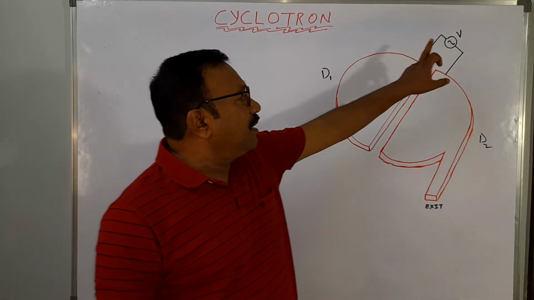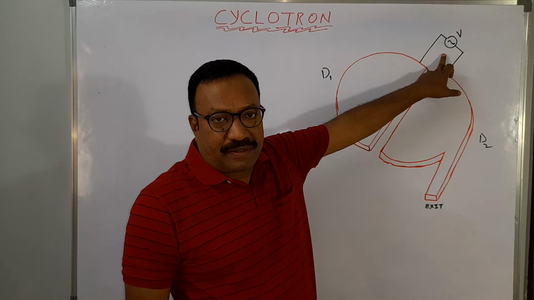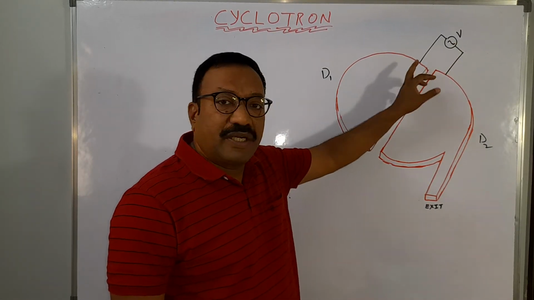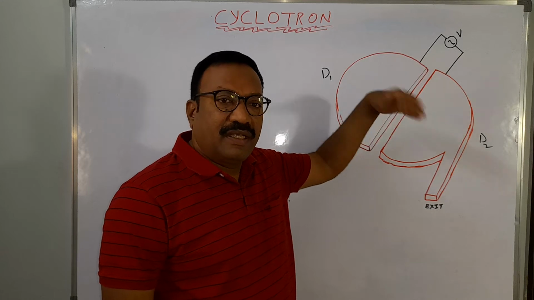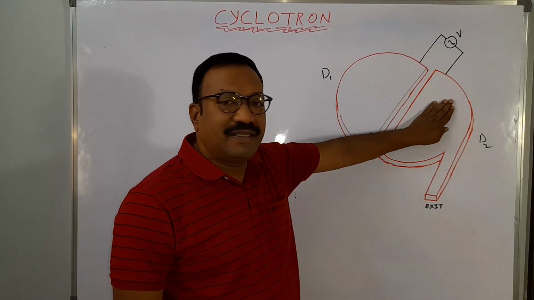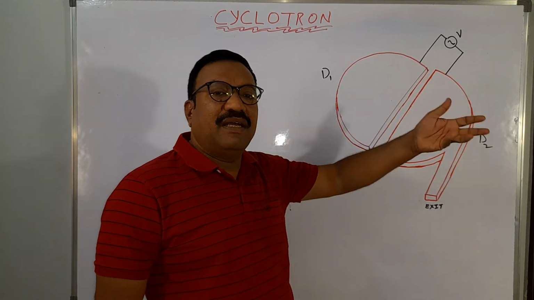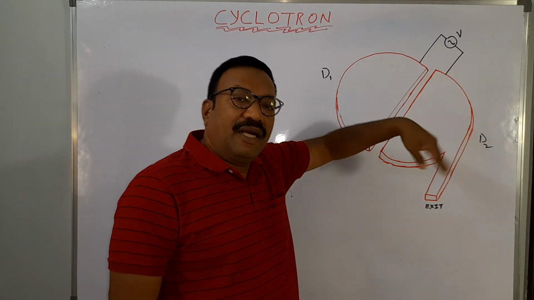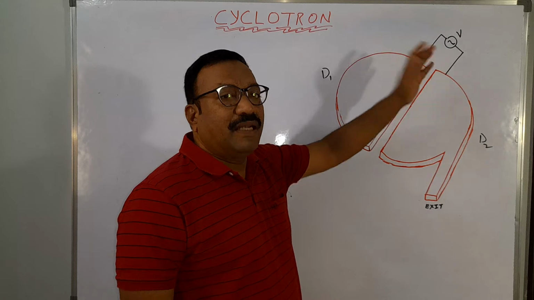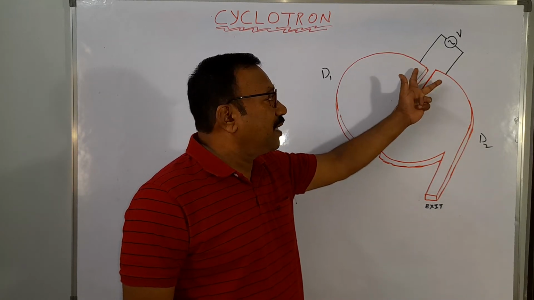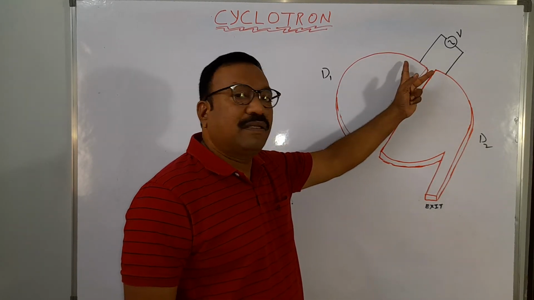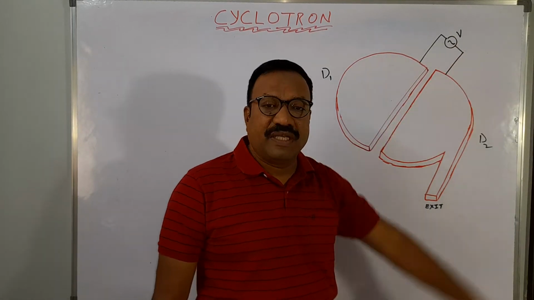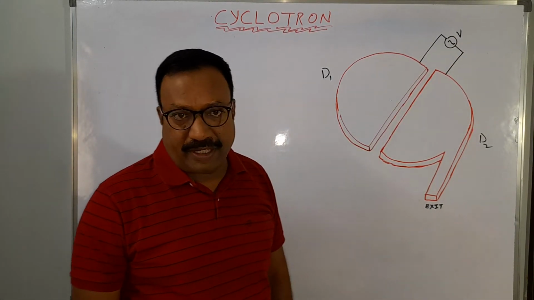And here we will be connecting an alternating voltage. The polarity will be continuously changing. If this D is plus, this D is minus. Immediately after a moment, this will become minus and this will become plus. And after a moment, this will become plus and this will be minus. So plus, minus, minus, plus, plus, minus, minus, plus. The polarity will be continuously changing with the help of the alternating voltage.